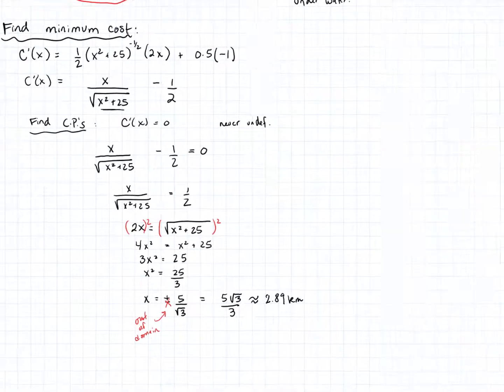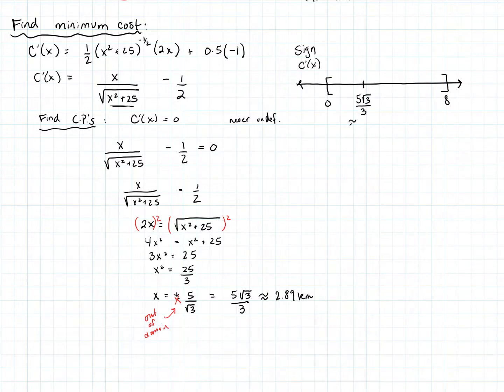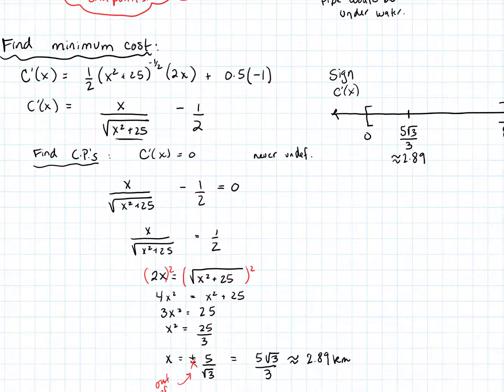So now once we've found the critical points, let's go ahead and use a little sign chart. Let's look at the sign of the derivative at that point, remembering that we do have that restricted domain, so we're from 0 to 8. We're over here at positive 5 root 3 over 3, which is approximately 2.89. And let's look at the signs to show that that is, in fact, a minimum. And again, it will be a local minimum because its derivative is equal to 0, horizontal tangent.